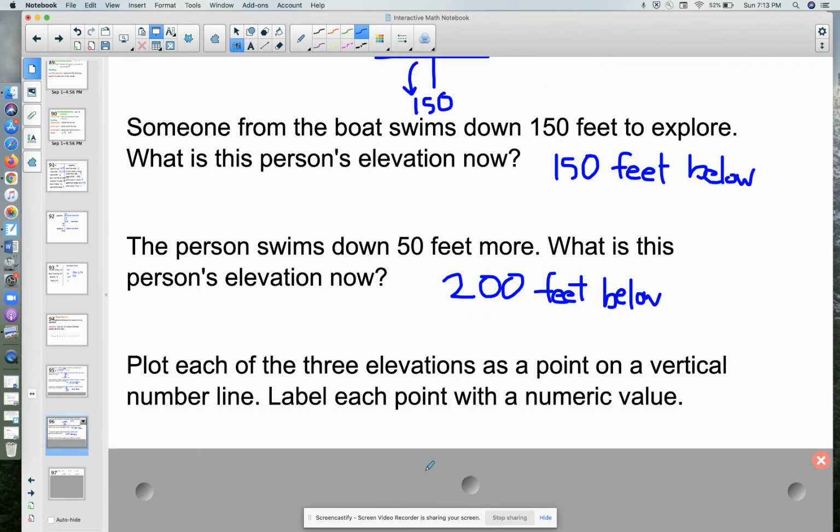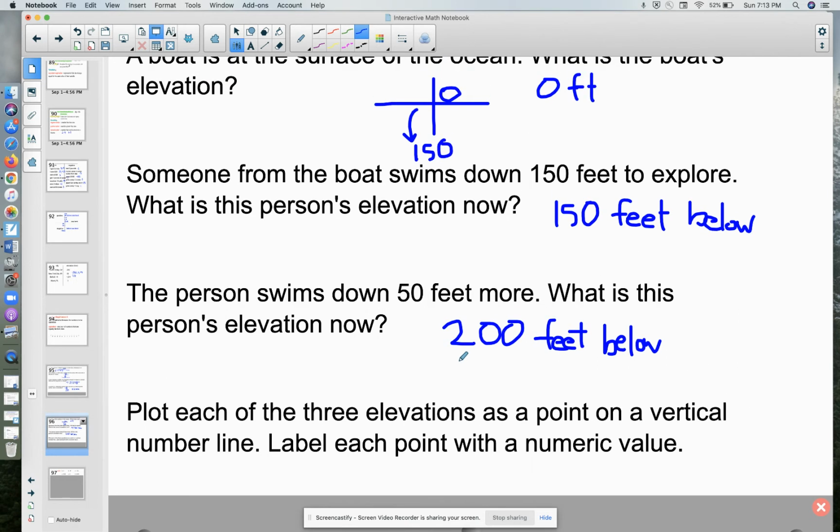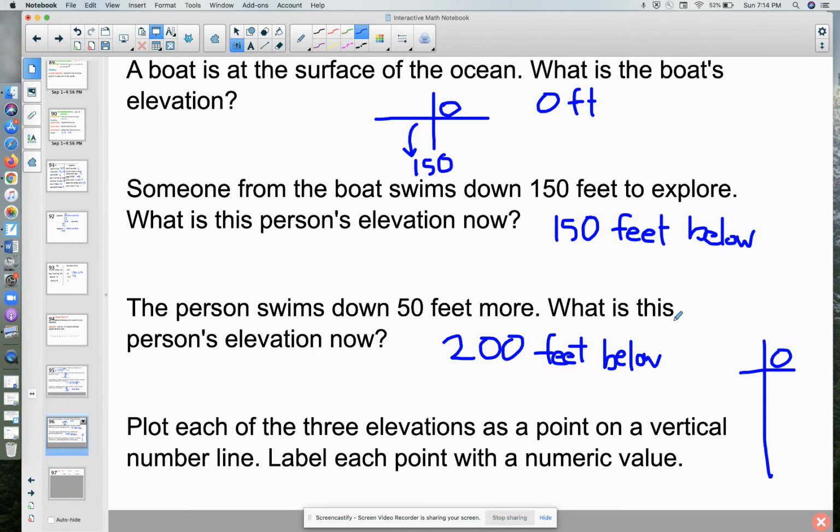Plot each of the 3 elevations as a point on a vertical number line. Label each point with a numeric value. So let's say this is 0. How will we plot this? There's 0. And then what would be over here? Would it be 200 or 150? Right, 150, and then we can put a negative sign. And then 200 would be right here. So that's how you plot it.